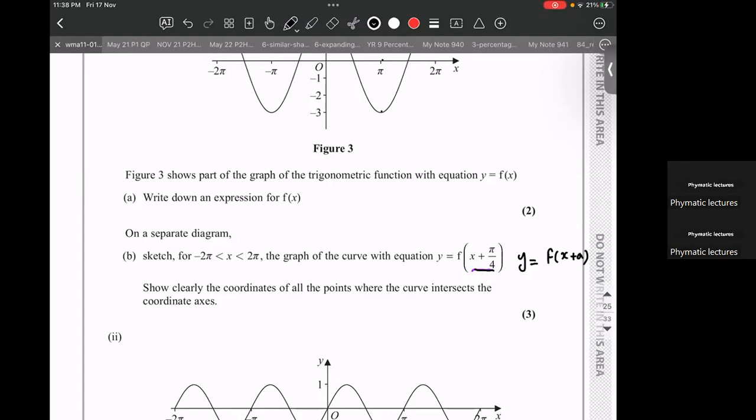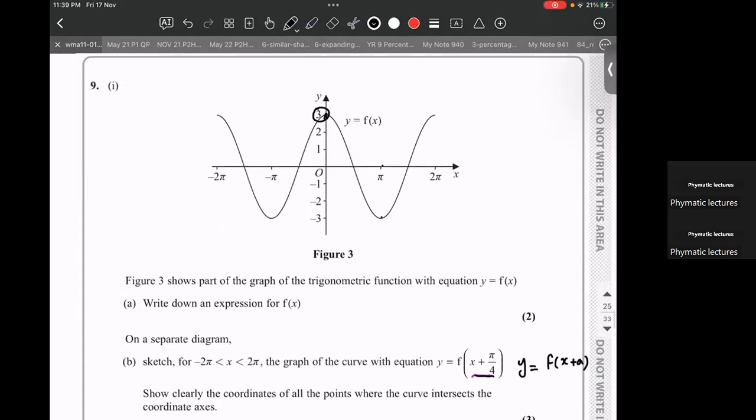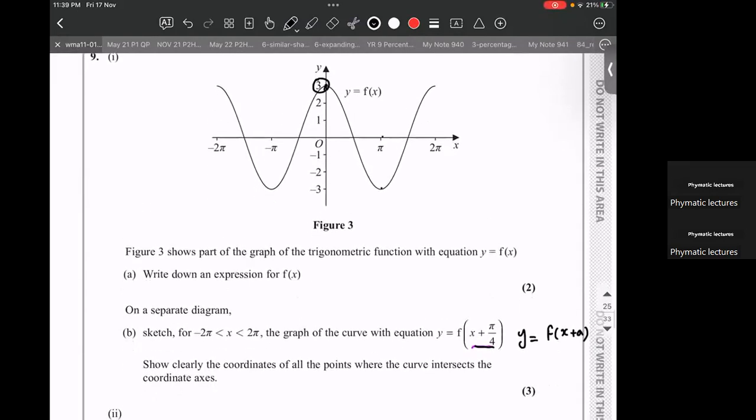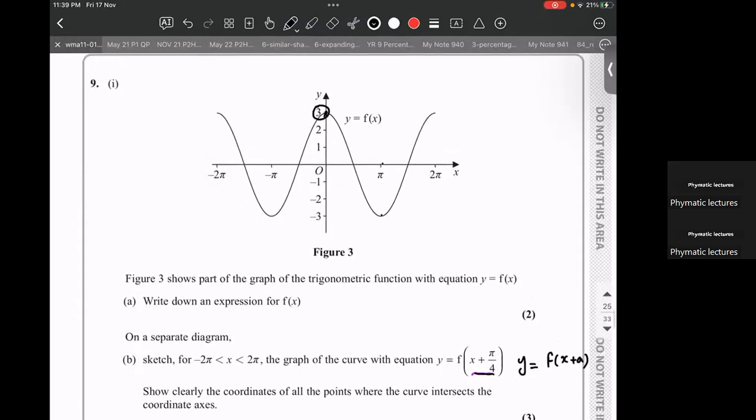If it is x plus a inside the function, and it is plus, it means that this entire graph is shifting a units to the left along the x-axis. Here, no vertical translation is happening. Here it is pi by 4, so this entire graph is shifting pi by 4 units to the left. Show clearly the coordinates of all the points where the curve intersects the coordinate axes.